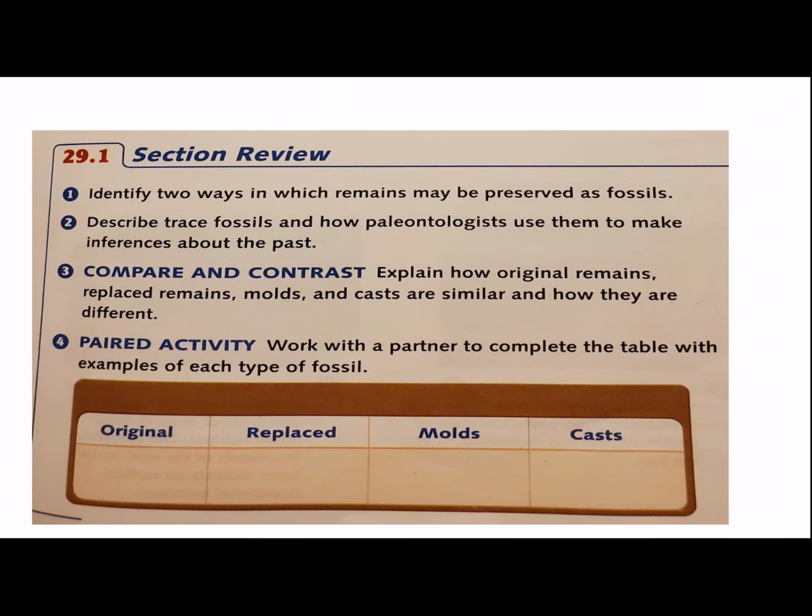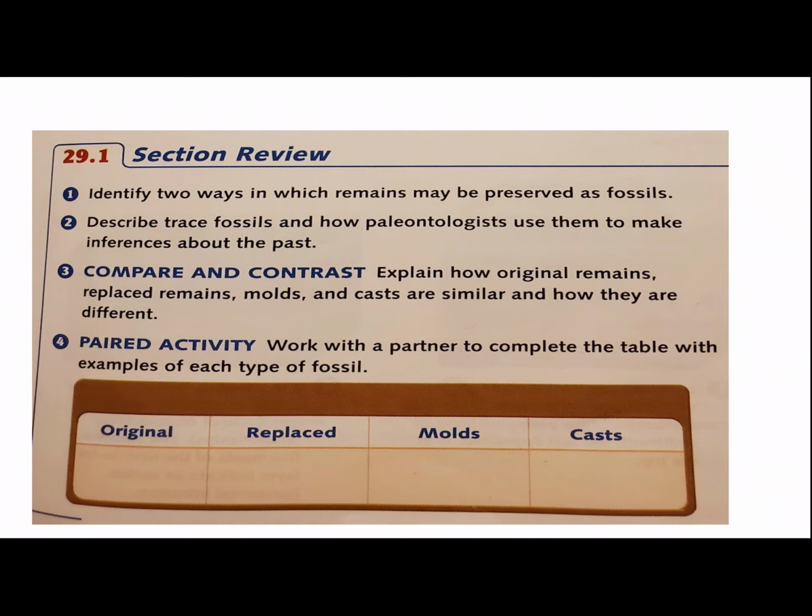On this one, it says identify 2 ways in which remains may be preserved as fossils. We just went over that. So you could pick any one of the 5 from the circle: original remains, replaced remains, molds and casts, trace fossils, any of those for number 1.